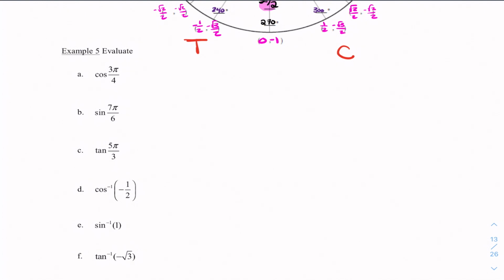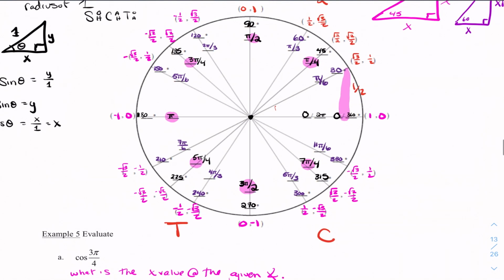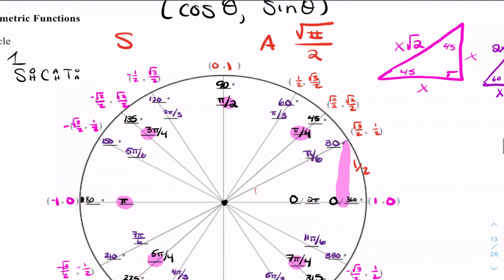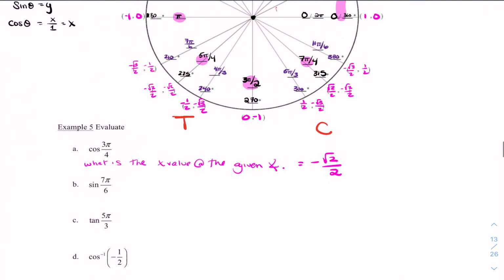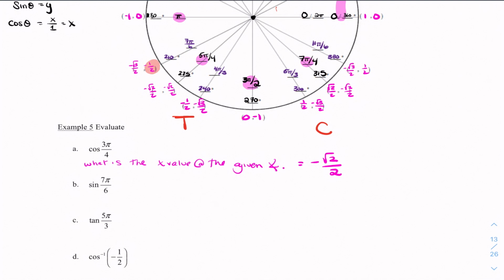So if you will, the cosine of 3 pi over 4 is asking what is the x value at the given angle. So 3 pi over 4, we go to 3 pi over 4 up here. We look at the x value, it's negative root 2 over 2. So our answer is negative root 2 over 2. Done. The sine of 7 pi over 6 is saying, what is the y value at 7 pi over 6? The y value is negative 1/2.